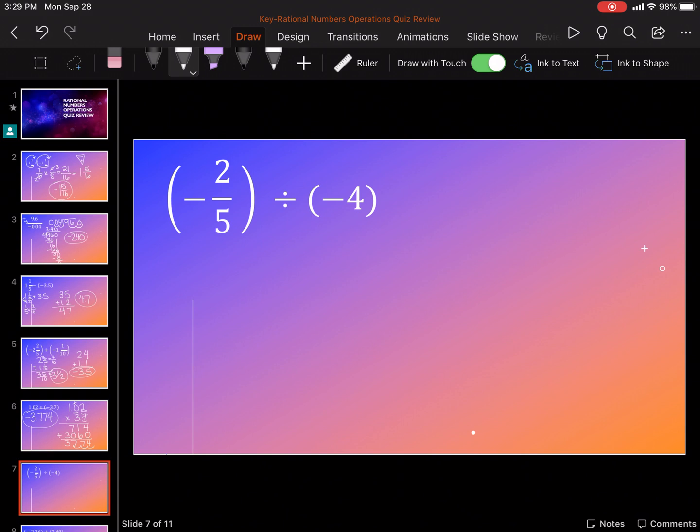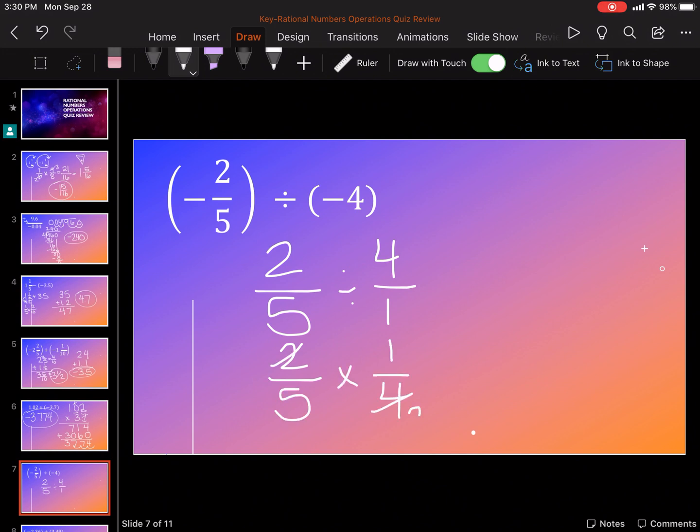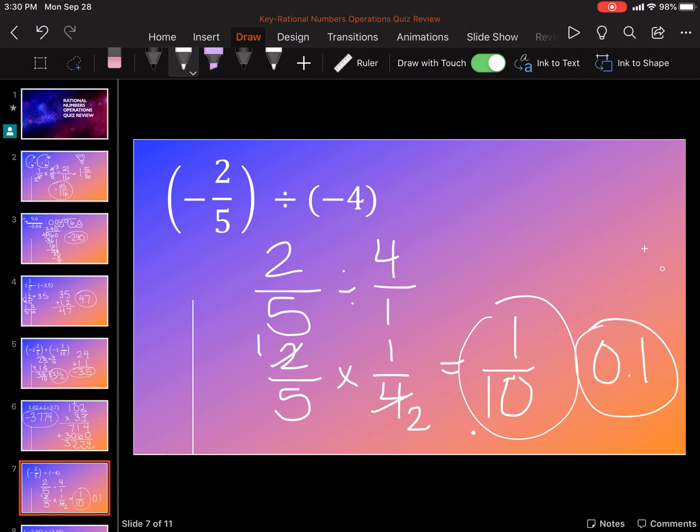So this next one, you could go either way. I'm going to go fractions just because it'll kind of like that already. So 2/5 divided by 4 over 1. 2/5 times 1/4. Cross simplify. 1 times 1 is 1. 5 times 2 is 10. Negative to negative is a positive, 1/10. If you got 0.1, that would be fine as well.